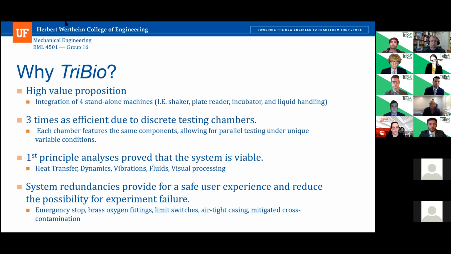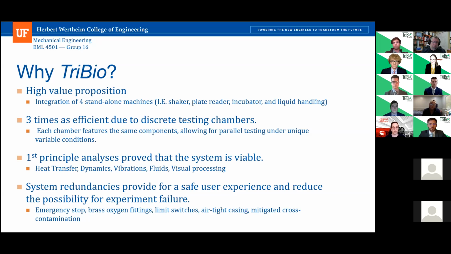So we've introduced our product, its features, and our supporting analyses. And I'm sure you've seen many other product options for your needs. Having looked into them myself recently, I can certainly give them praise for their ingenuity. But the question still remains, why choose Trivio? Our product offers a high value proposition for your lab. We've integrated the processes of 4 existing lab devices into our one single product. These would be the shaker, the plate reader, the incubator, and the liquid handling systems.